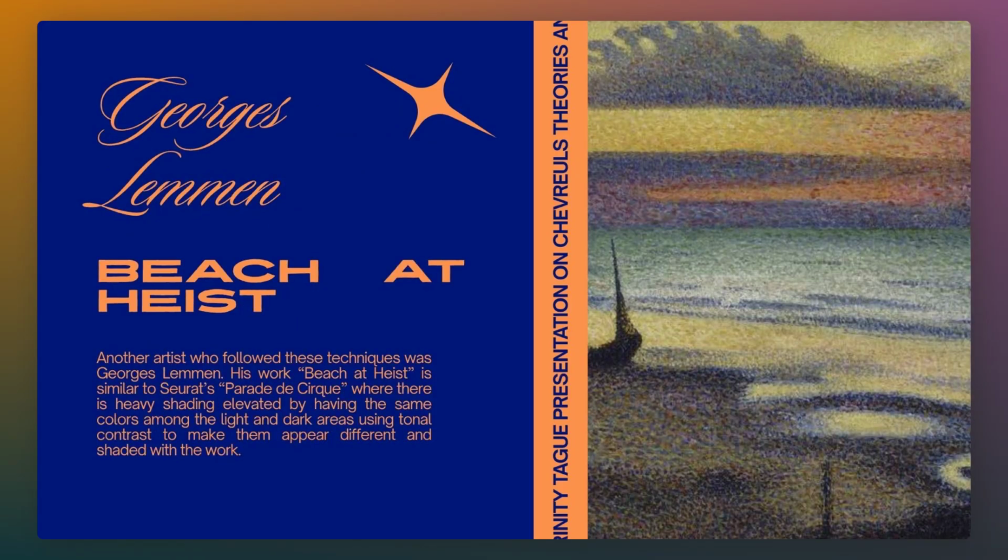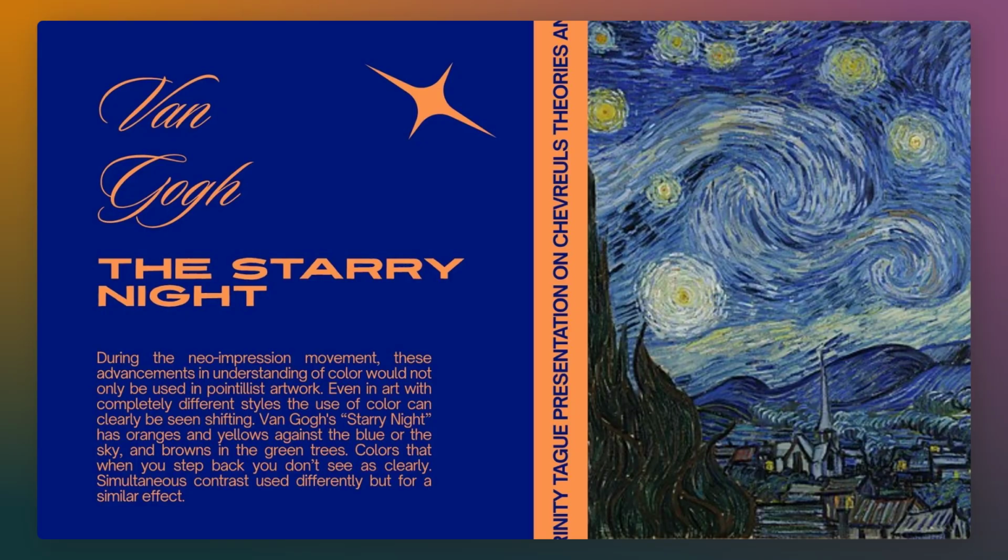Another artist who followed these techniques was George Lemmen. His work, Beach at Heist, is similar to Seurat's Parade des Cercles, where there is heavy shading evident by having the same colors among the light and dark areas, using tonal contrast to make them appear different and shaded within the work. During the Neo-Impressionist movement, these advancements in understanding of color would not only be used in pointillist work.